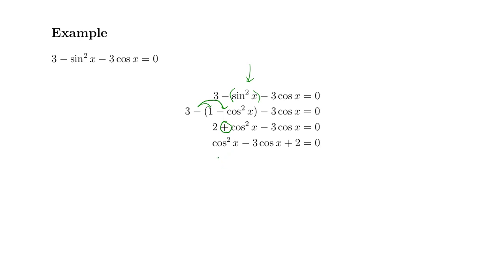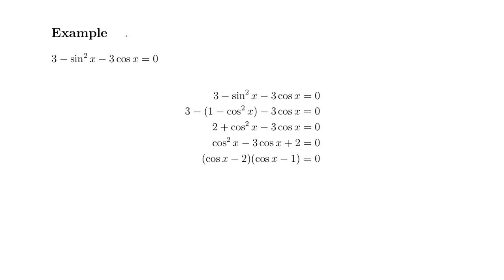Pause the video and see if you can do this. If you want to do a variable substitution, I'll show you what that looks like. This will be u squared minus 3u plus 2 equals 0. See if you can factor this, see if you can solve it, and go from there. Are you done? All right, let's try it.